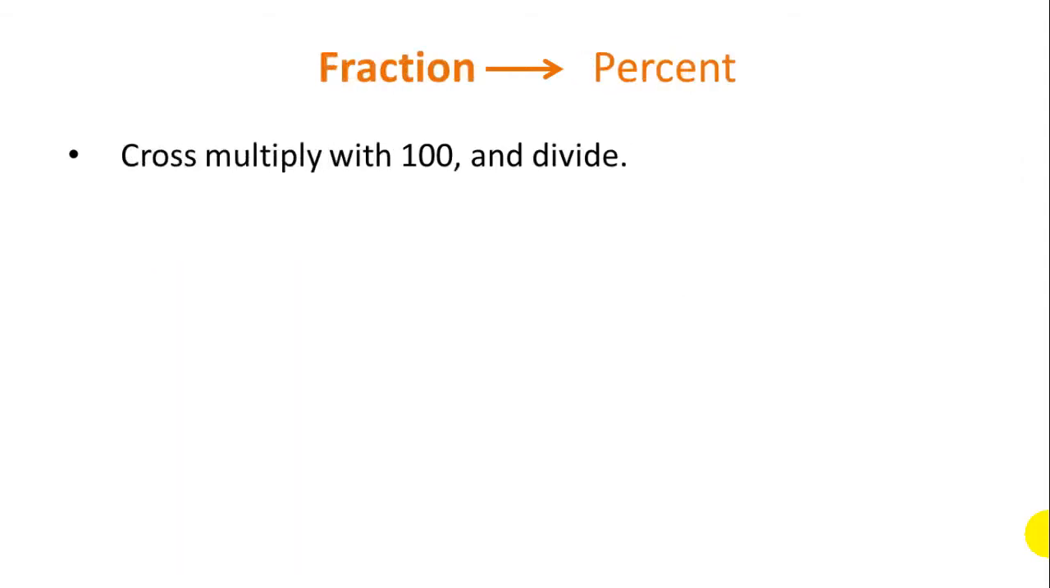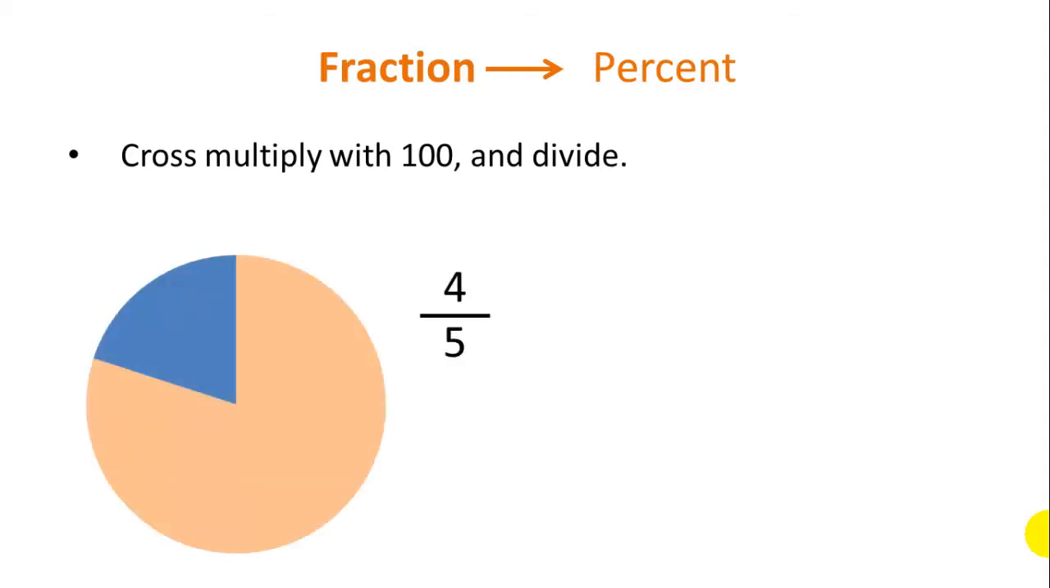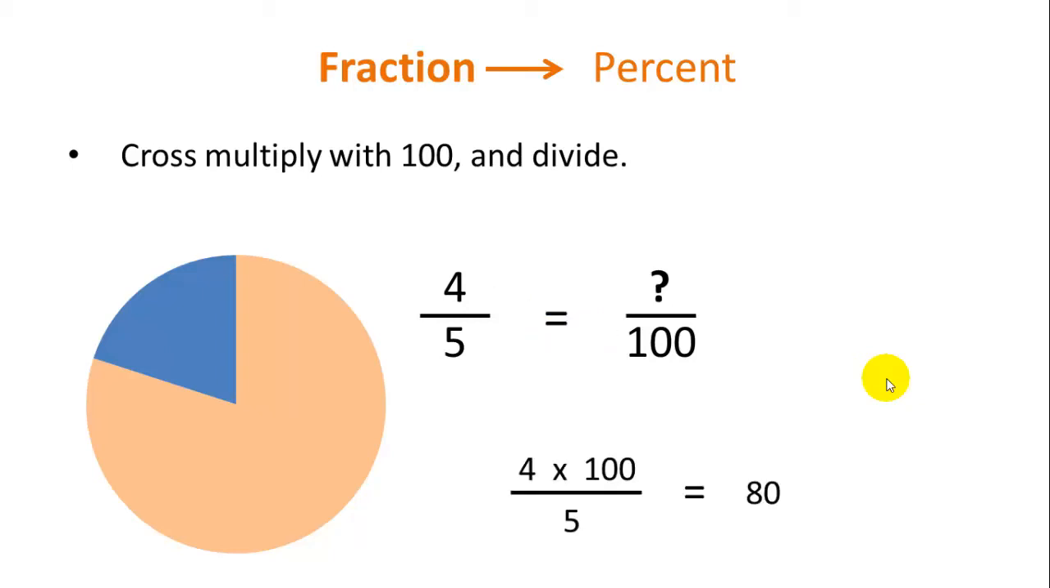How do we convert from a fraction to a percent? Well, you cross multiply with 100 and divide. So let's show you an example here. Here we have 4/5, and we're going to put 100 on the bottom again. 4/5 is equal to some number over 100. We use cross multiplication. 4 times 100, we divide by the 5, and we get 80. So question mark is equal to 80 after we work out this math. So we have 80%. 4/5 is equal to 80%.